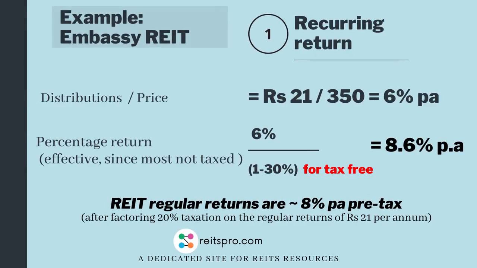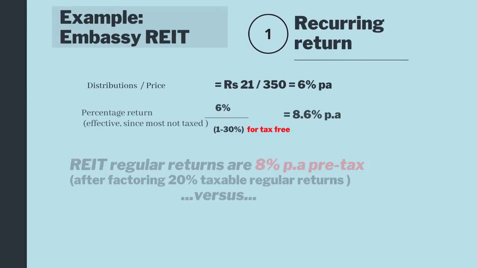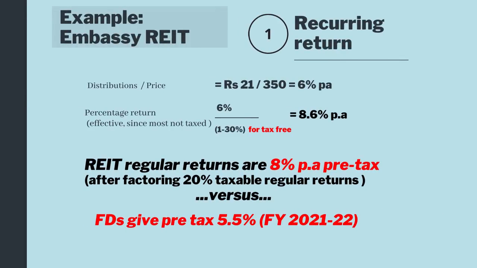The percentage return in fact is far more because most component is not taxed. So let's just assume for a while that you are in the 30% tax bracket. So 6% divided by 1 minus 30% for the entire tax-free component gives you 8.6%. And if you factor in the 20% which is tax, the regular return of 21 rupees is taxed 20%, then the REIT regular returns can still be assumed to be 8% pre-tax. Now compare this to FDs, which give a pre-tax return of 5.5%. So that's the first part about recurring returns.